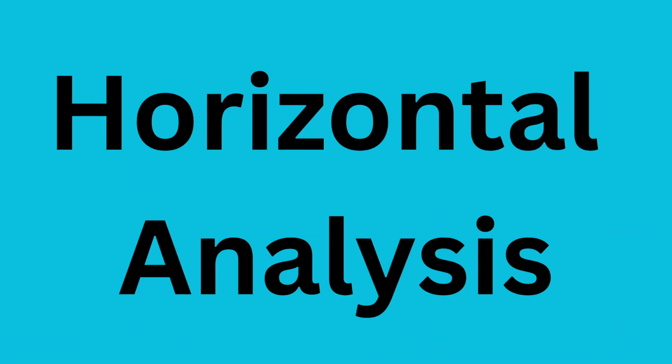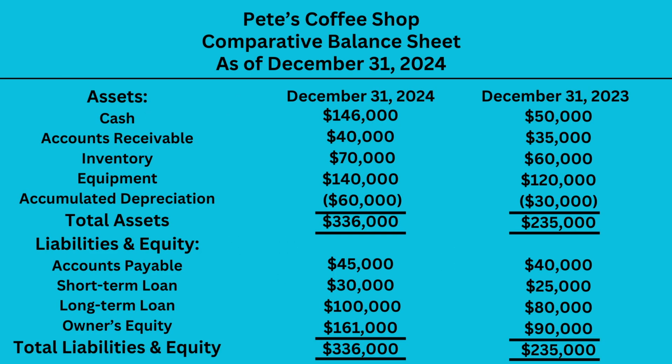Let's prepare a horizontal analysis calculating the change in amount and year-over-year variance in each account for the comparative balance sheet for Pete's Coffee Shop. Okay, here is the comparative balance sheet for Pete's Coffee Shop for the years ended 2023 and 2024. Just like the income statement, I borrowed them from the last video where we prepared a statement of cash flows.